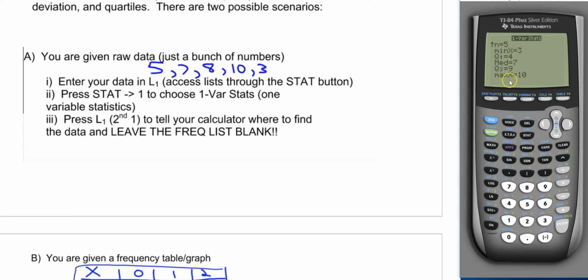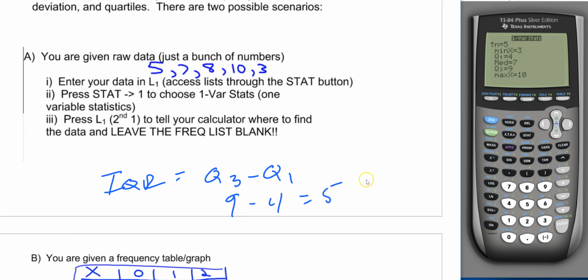Scroll down: min, max, median, Q1, Q3. If I want IQR, IQR is Q3 minus Q1. And again, if they ask you that, that's always going to be a point. Just write down the formula. Okay, I know what IQR means: Q3 minus Q1. In this case, 9 minus 4, so 5. Don't forget, leave the frequency list blank if you don't have a frequency list.